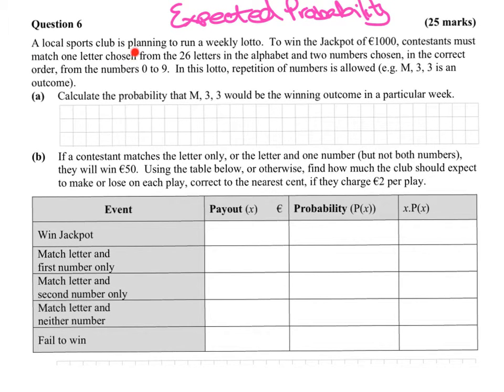A local sports club is planning to run a weekly lotto. To win the jackpot of €1,000, contestants must match one letter chosen from 26 letters in the alphabet and two numbers chosen in the correct order from the numbers 0 to 9. In the lotto, repetition of numbers is allowed. So example M33 is an outcome. Calculate the probability that M33 would be the winning outcome in a particular week.